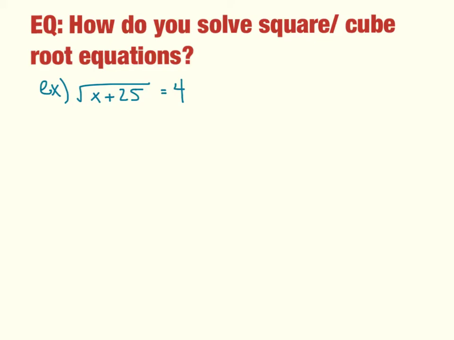Hey guys, today we're going to look at how we solve square and cube root equations. So the very first example, the square root of x plus 25 equals 4. If we're looking at this, this is called a radical equation because we have a variable inside of the radical and it's an equation. So I think I could probably start by squaring both sides. So my first step is going to be to square both sides.